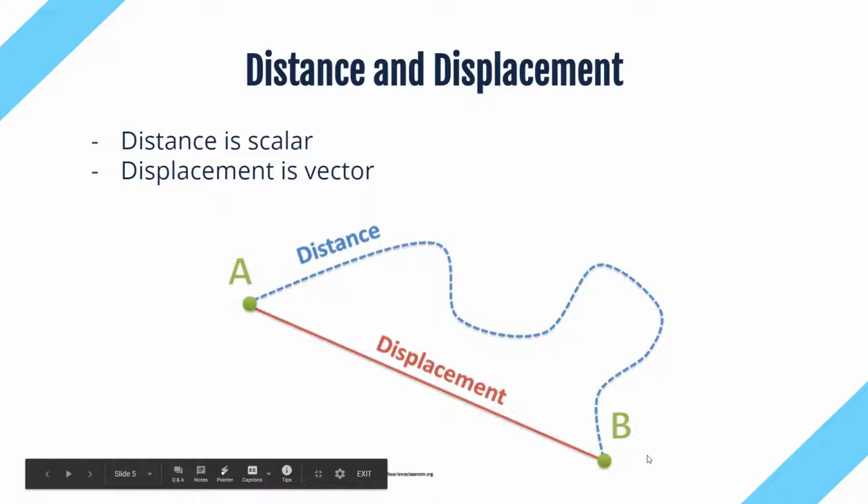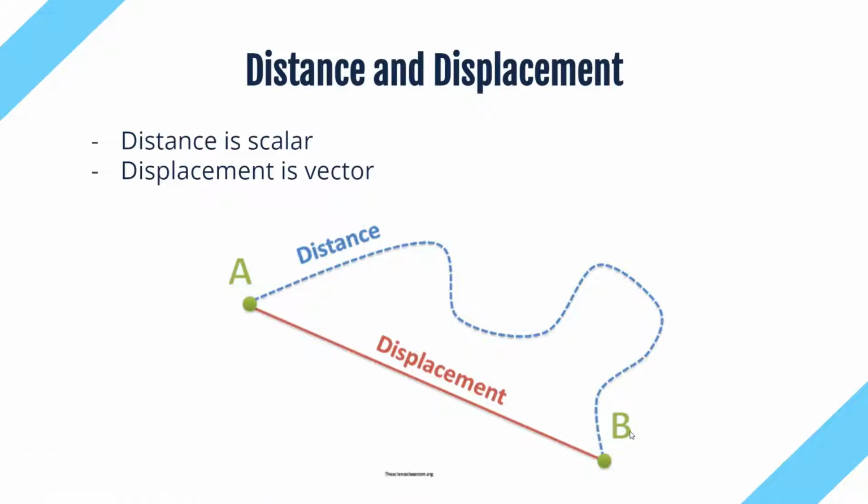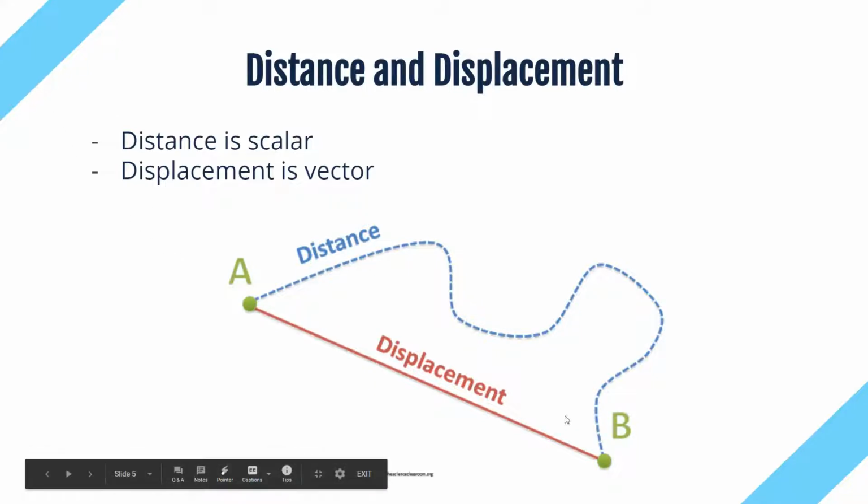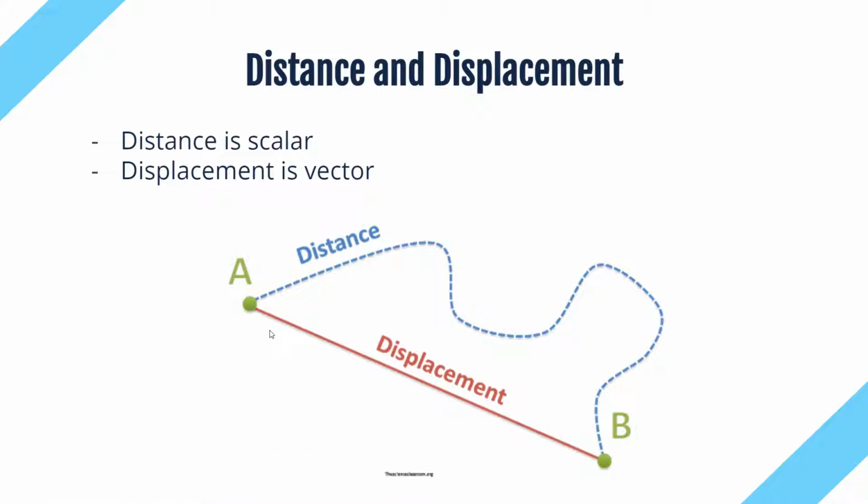However, this is not true for distance, because if you go this way, obviously it's going to be longer than going straight. And maybe there's another path where you go all the way around the other side of the Earth and come back, which is definitely a lot longer than this path right here. So distance is path dependent, while displacement is not, as well as distance is a scalar, while displacement is a vector.